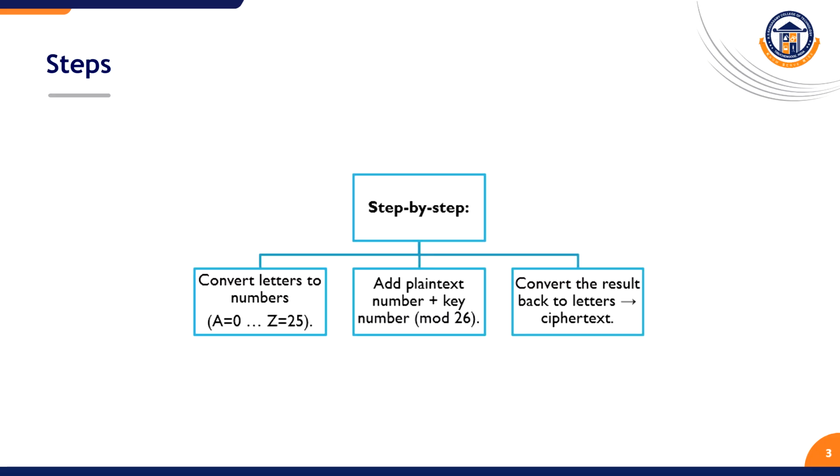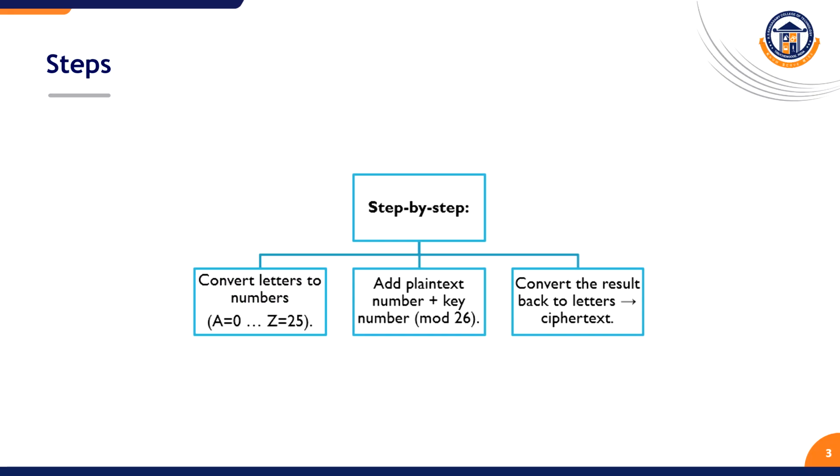Steps behind this Autokey cipher. The first step: convert letters to numbers. We have 26 alphabets, starting with position A as 0, up to 25. The 25th belongs to Z. So convert all the alphabets into numbers. After that, add the plain text with the key value and take mod. We get one value that comes under ciphertext. Again, that value is converted into a letter, and we get one result that is our ciphertext.